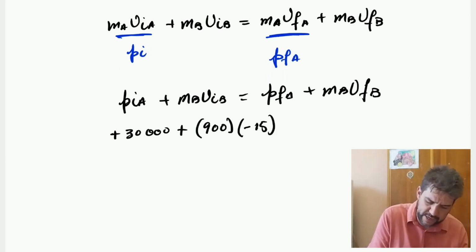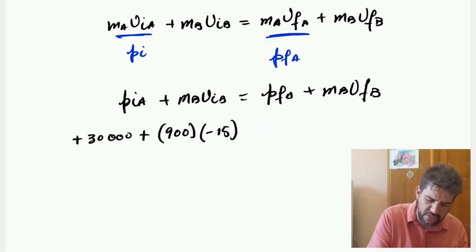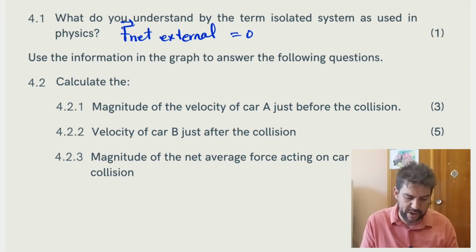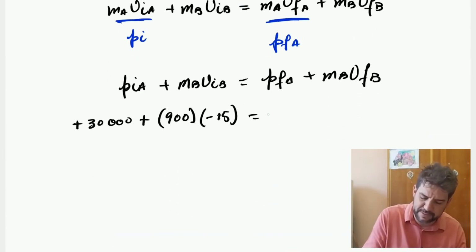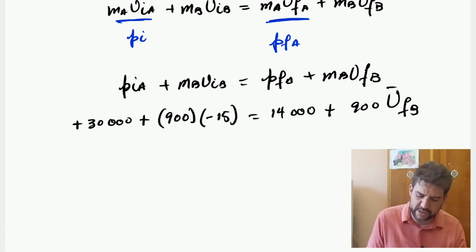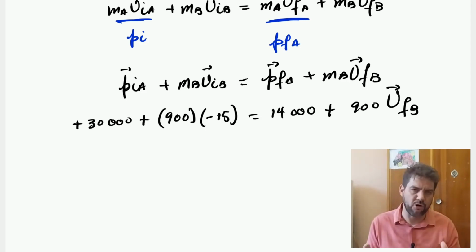And now, if you allow me, real fast, I'm going to move this one to this side. All that is now going to be equal to the final momentum of car A, which is given to us in the graph. It is 14,000 kilogram meters per second. So it's 14,000 plus m of B, which is 900, and the final velocity of B is what you're looking for. You may use the symbol or the notation for vectors if you want. Remember, it's not a problem at the moment.